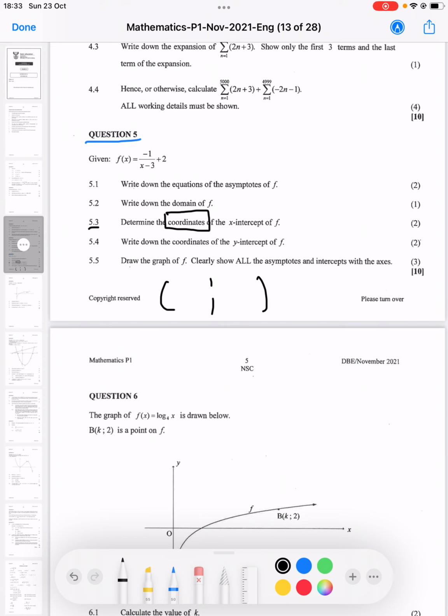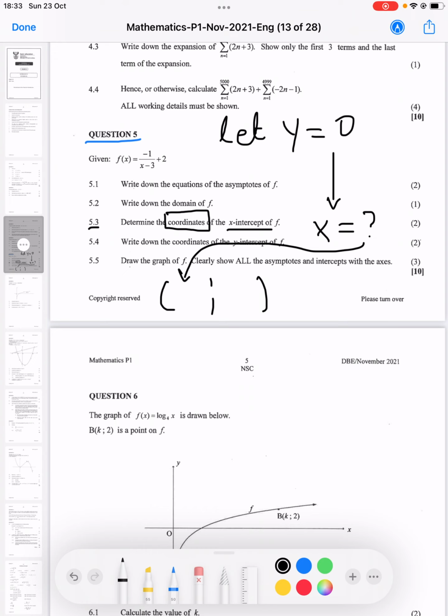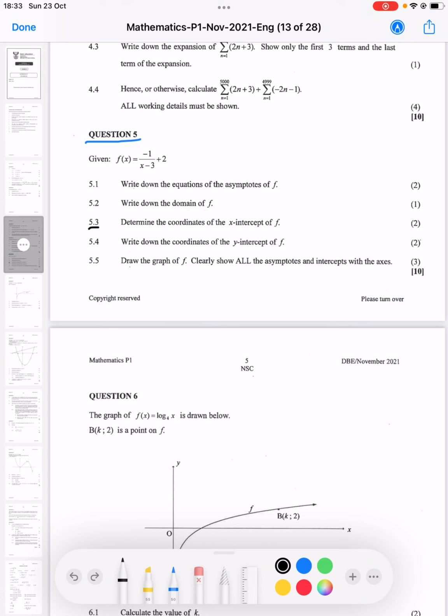Already you know very well that where they say x-intercept, that's where you let y be equal to 0. Then you solve for x. Whatever x value that you get, please make sure to write it there. This one you already know that it is 0. So whatever x value that you get, please write it there. That's how you find the coordinates. That is the format that we use to write the coordinates. Don't just leave your final answer.